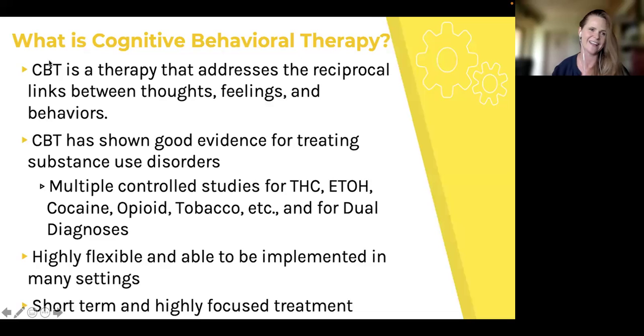So we'll back up and just look sort of big picture. What is cognitive behavioral therapy in general? CBT is the therapy that addresses the links between thoughts, feelings, and behaviors. And we'll see in the diagram in a minute, those links flow in all directions. CBT has shown good evidence for treating really a very wide variety of mental health concerns, including all types of substance use disorders. It has by far the widest base of research literature compared to other psychotherapy approaches. And it also works with dual diagnosis, which of course is really important with this population. It's very flexible, it's very agile, so you can implement it in a lot of settings and contexts. It's very short-term and highly focused, so you can see why it's very popular both for research and in primary care and hospital settings.